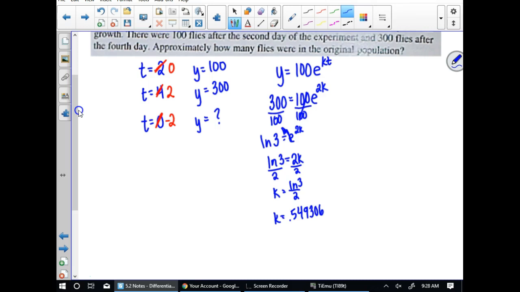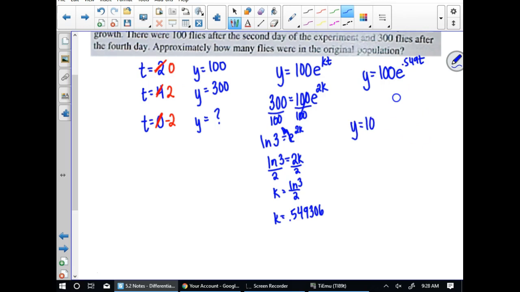So we've got our k. Now our equation is y equals 100 e to the 0.549t, and we're going to store that value in our calculator or use natural log of 3 over 2. So if we want to know how many flies were in the original population, what have we got to do now? Not t is 0, negative 2. Because the 0 we changed, it really isn't our 0, it's really our second day, but we just called it our 0. So we'll plug in negative 2.